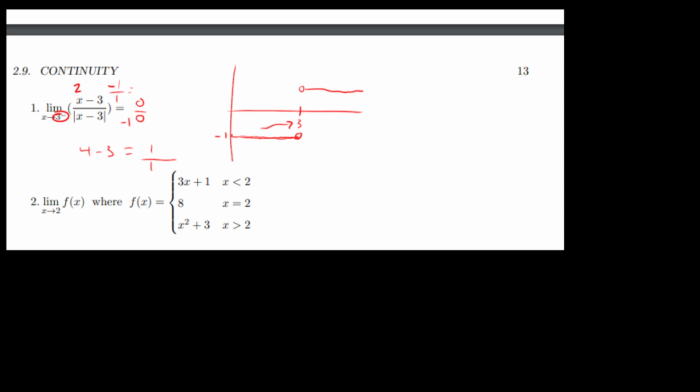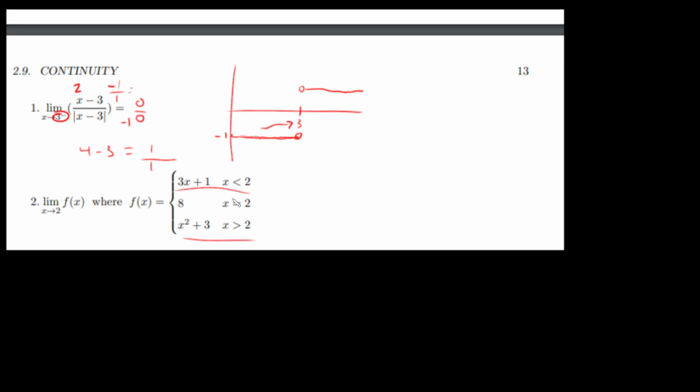Now, this is a little more complicated, I would say. Basically, we're trying to see as it approaches 2, we need to find out if the limit from the left side is the same as the limit from the right side. Now, they have this 8 here to throw you off, because remember, a limit is not what it's defined at. So we don't really care what value it'll be when x is equal to 2. We care about what value it'll approach from the left and right side. So we're looking at this one and this one.